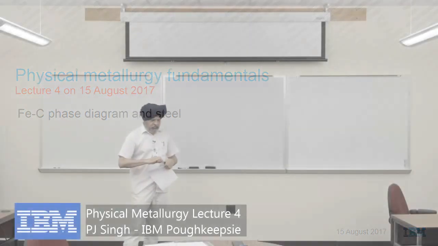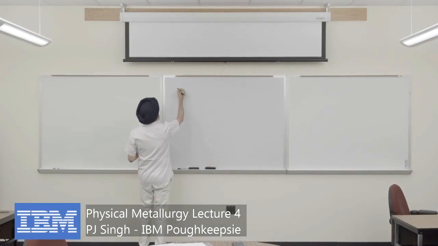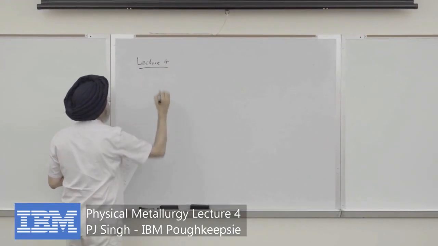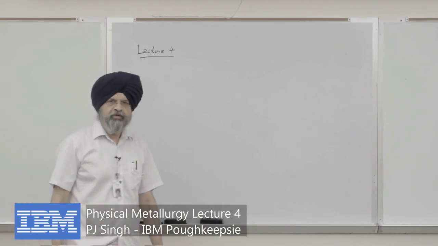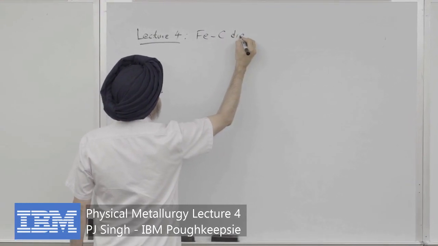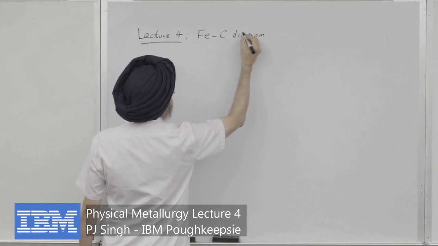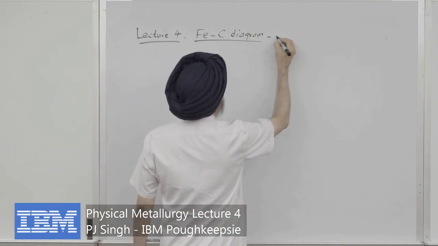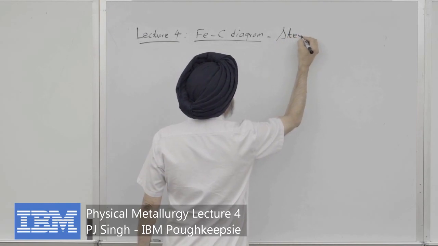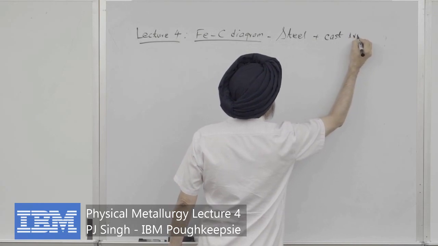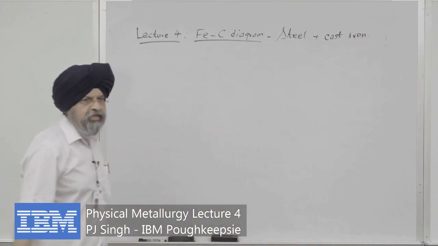Yeah. So today is lecture 4 of physical metallurgy. So today we'll concentrate on the iron carbon diagram. So basically we'll talk about two things: steel and to some extent cast iron. So that'll be the topic of the day.